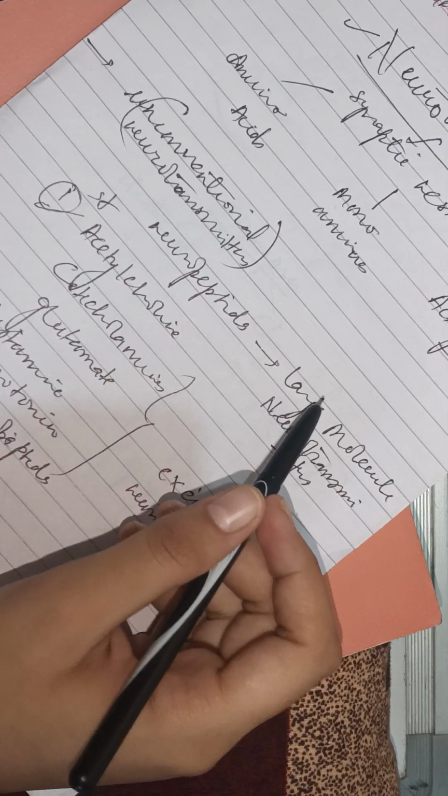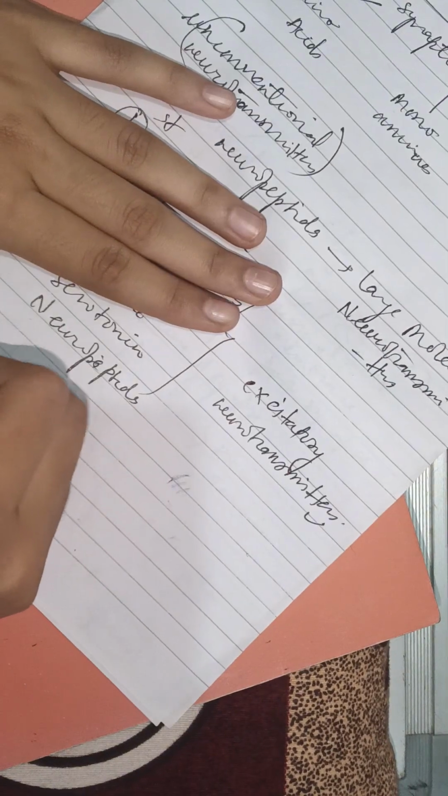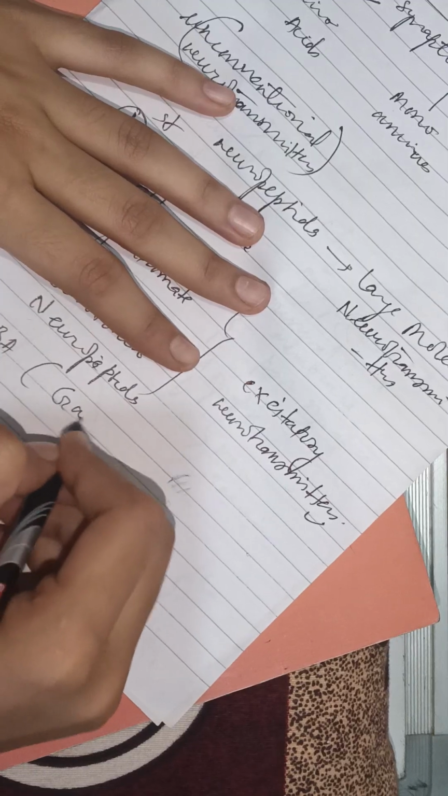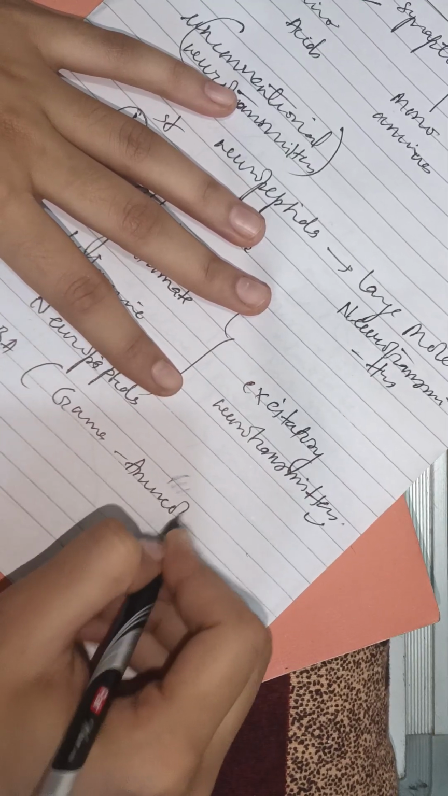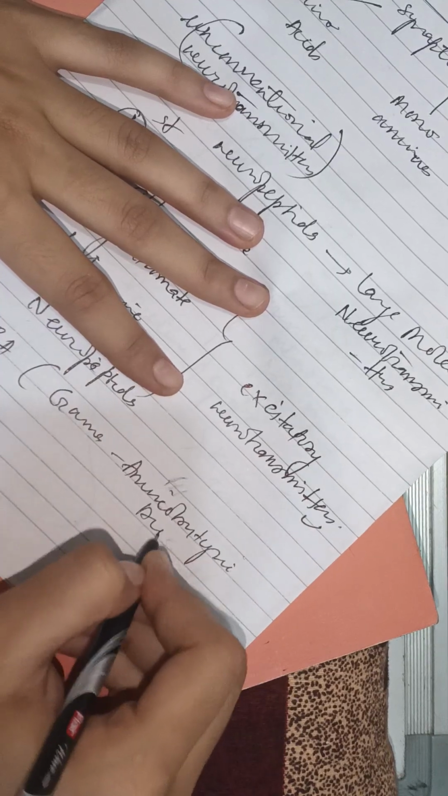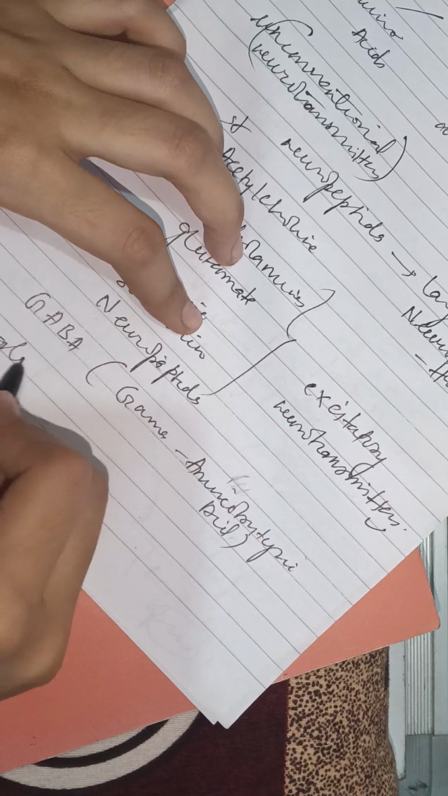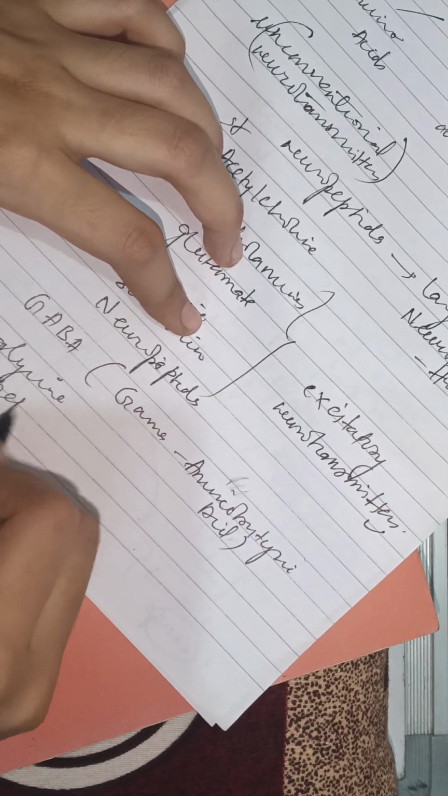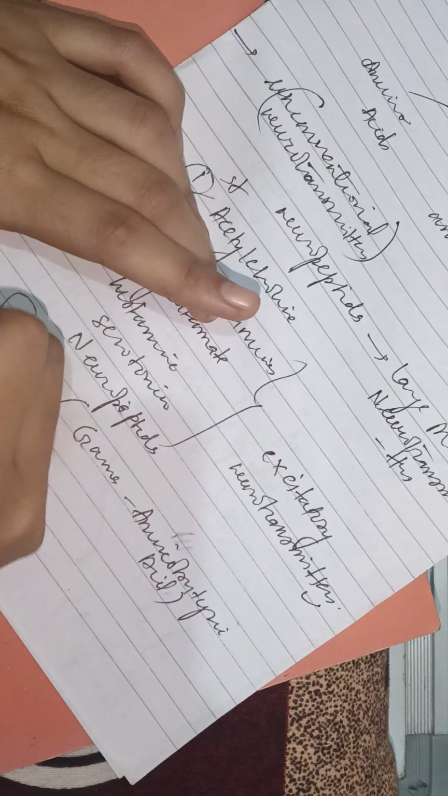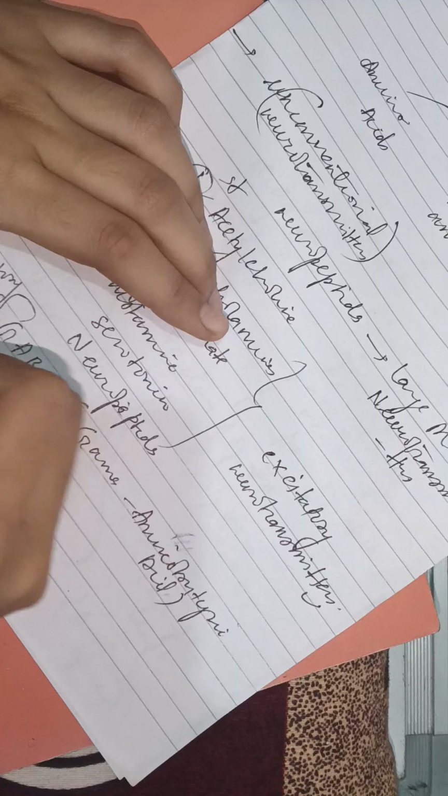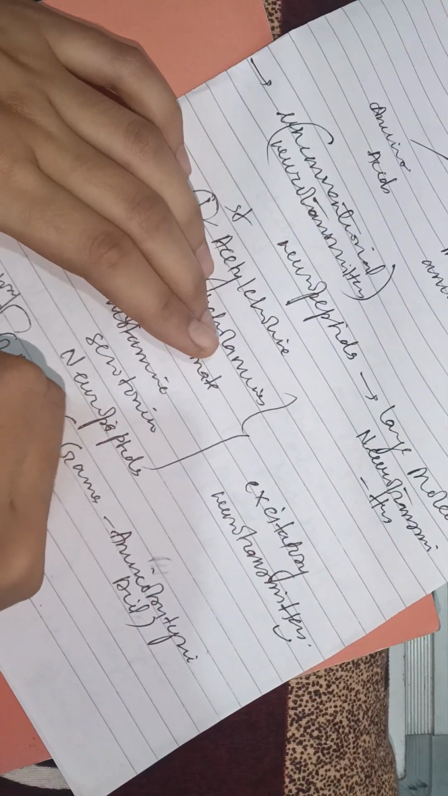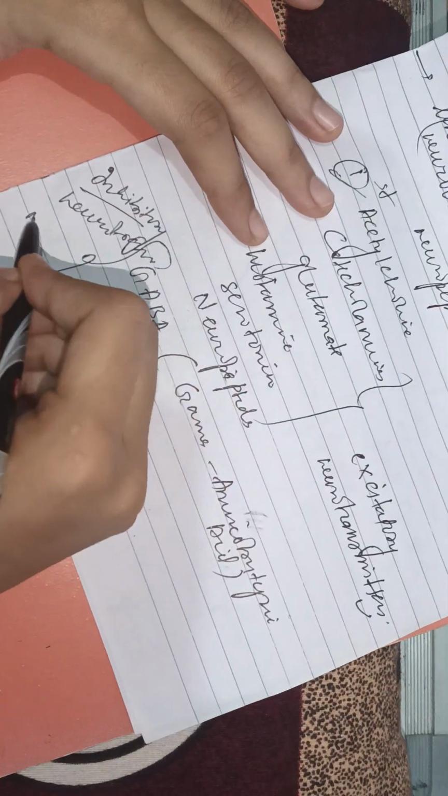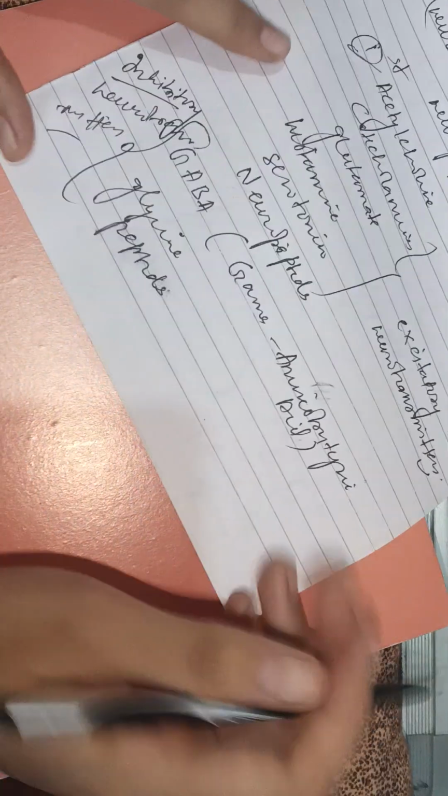The inhibitory neurotransmitters include GABA, which is gamma aminobutyric acid, then we have glycine and some peptides. These are all inhibitory neurotransmitters.